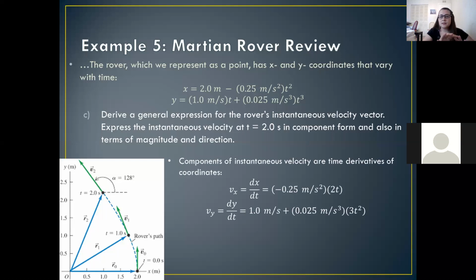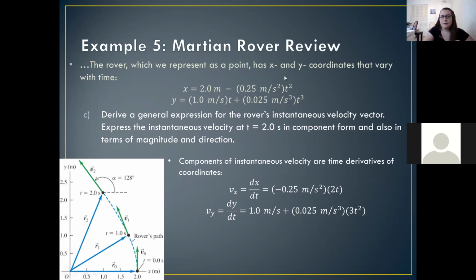So our x component of instantaneous velocity is dx/dt. And so we're going to apply what we learned about taking derivatives, specifically the power rule. So if we look at our x coordinate equation up there, we're starting out with this 2 meters. That's a constant, right? There's no time next to it or anything.